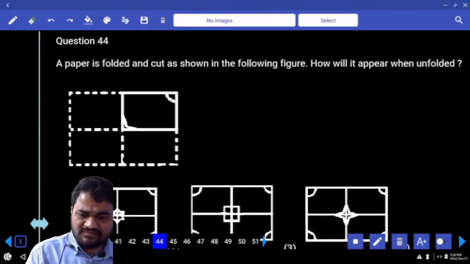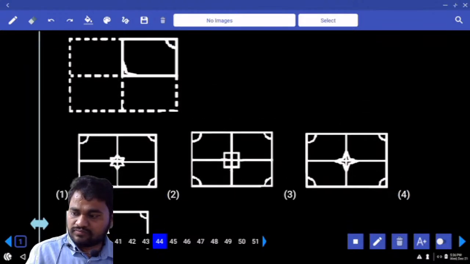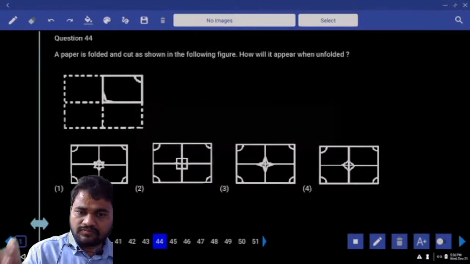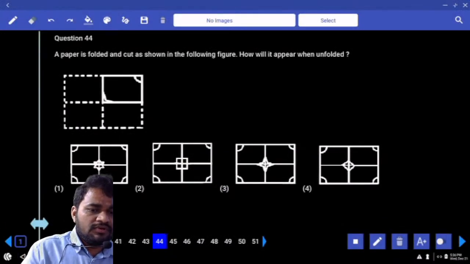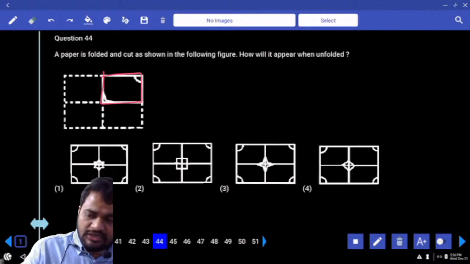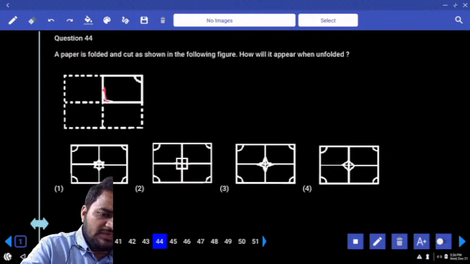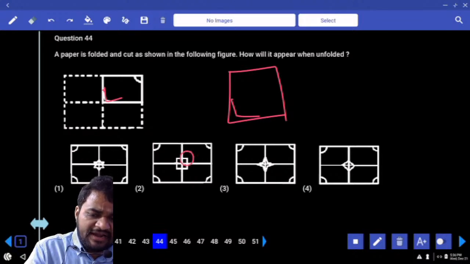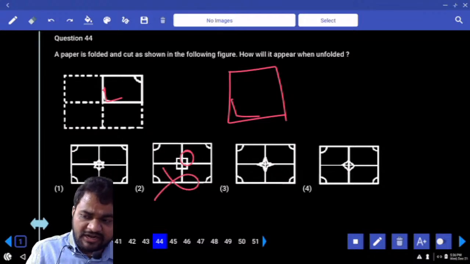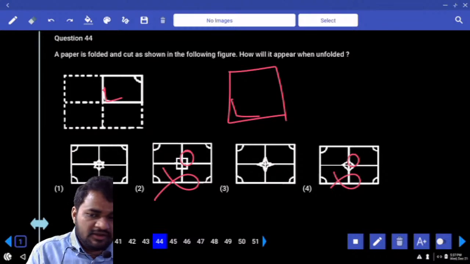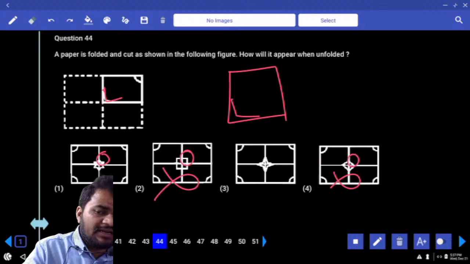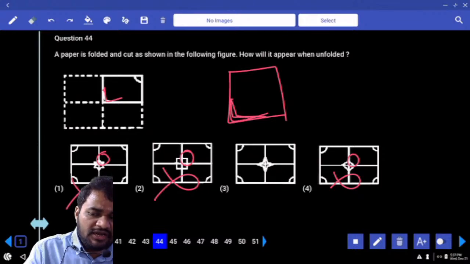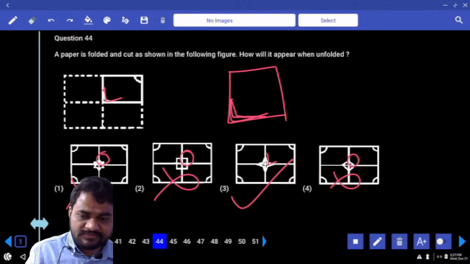Next, in this figure, if you observe exactly, it is in this way. But in the second option the shape is different, eliminated. Even in the fourth option, the shape is different, this is also eliminated. The first option is not similar to this one, this is also eliminated, hence option number 3.